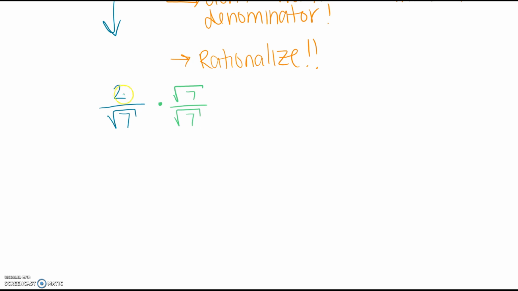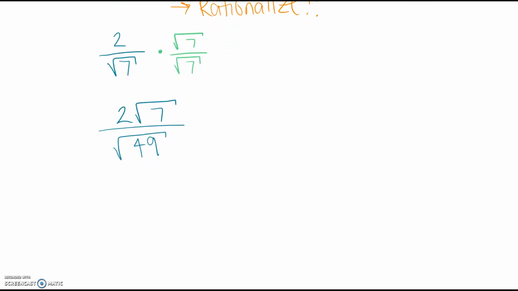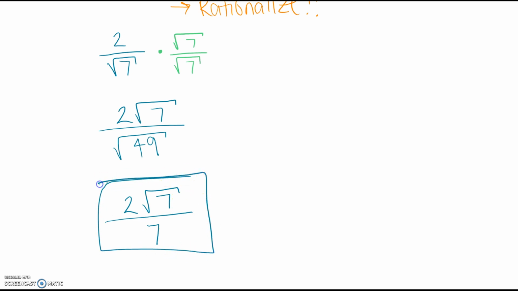Now, when we distribute, 2 times the square root of 7 is 2 square roots of 7. Now, the square root of 7 times the square root of 7 is the square root of 49. And that's where it's sneaky. Square root of 49 is 7. So, final answer is 2 square roots of 7 over 7. And we are done. And now our denominator is actually a natural number or a rational number.